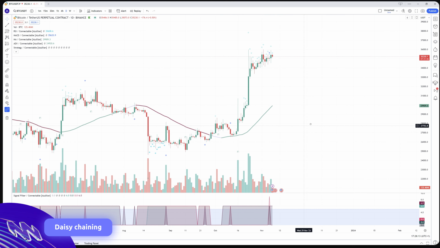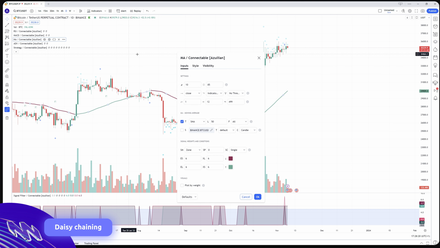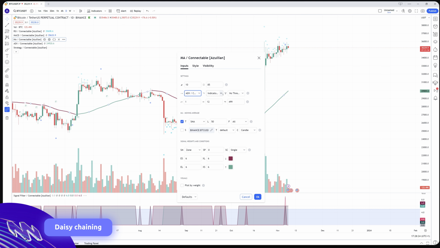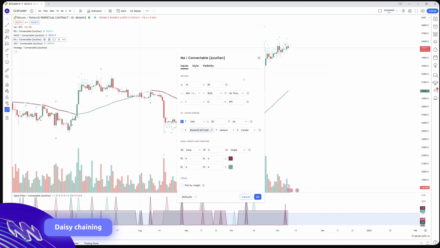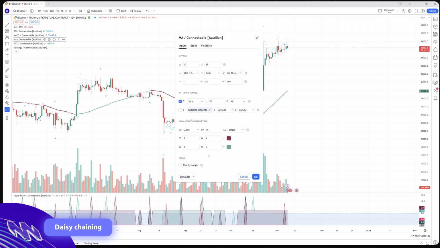Given that the Signal Filter's Community Edition accommodates only 3 direct inputs, we'll need to create a daisy chain for the ADX indicator. We'll attach it to the moving average and set the input flow to both. This ensures the ADX's weight is combined with the moving average's signals. We'll also adjust the moving average, reducing the enter short and exit short weights to 3.